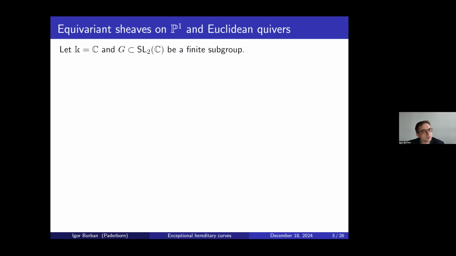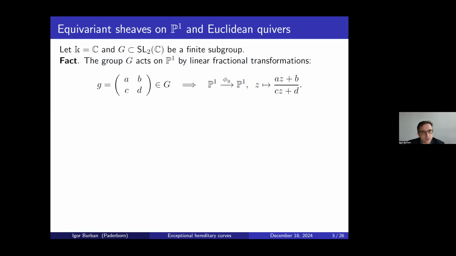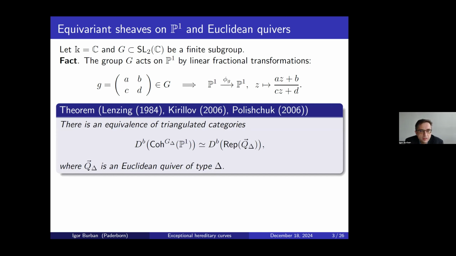Maybe a bit less known is a generalization of this statement, where I want my base field to be the field of complex numbers, and let me fix a finite subgroup of SO(2, C). Then, as we know from the course on complex function theory, we have the corresponding action on the projective line by linear fractional transformations.